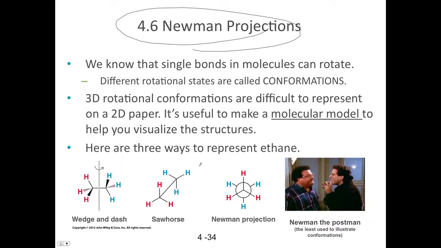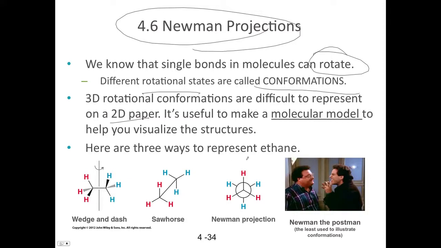We knew that single bonds in molecules can rotate. We know this already from a few slides ago. Different rotational states are called conformers, or conformations. Things that differ in their conformations are called conformers. 3D rotational conformations are difficult to represent on 2D paper, but it's possible, and we have a lot of ways to show that. It's useful to make a molecular model to help you visualize these structures.